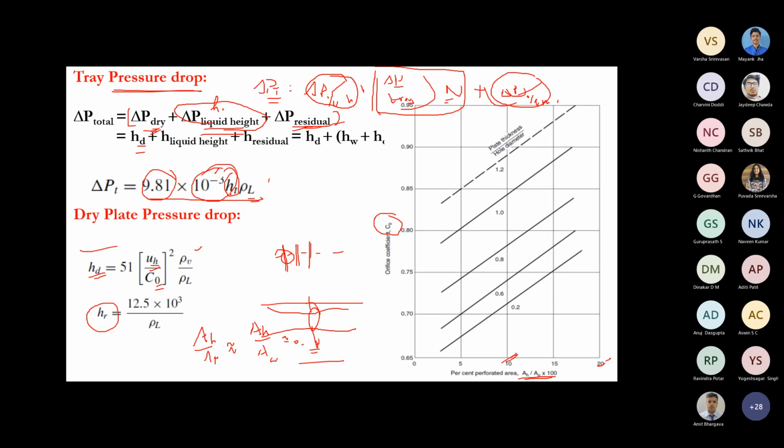Here you have to calculate VH, correct? How do you calculate the VH? VH is QV, that is vapor flow rate, divided by the hole area. Using that you can calculate this velocity, sorry, this pressure drop. So this is the way to calculate. Once you know the particular tray pressure drop, you multiply by the number of trays, and that will give the total pressure drop in the column.